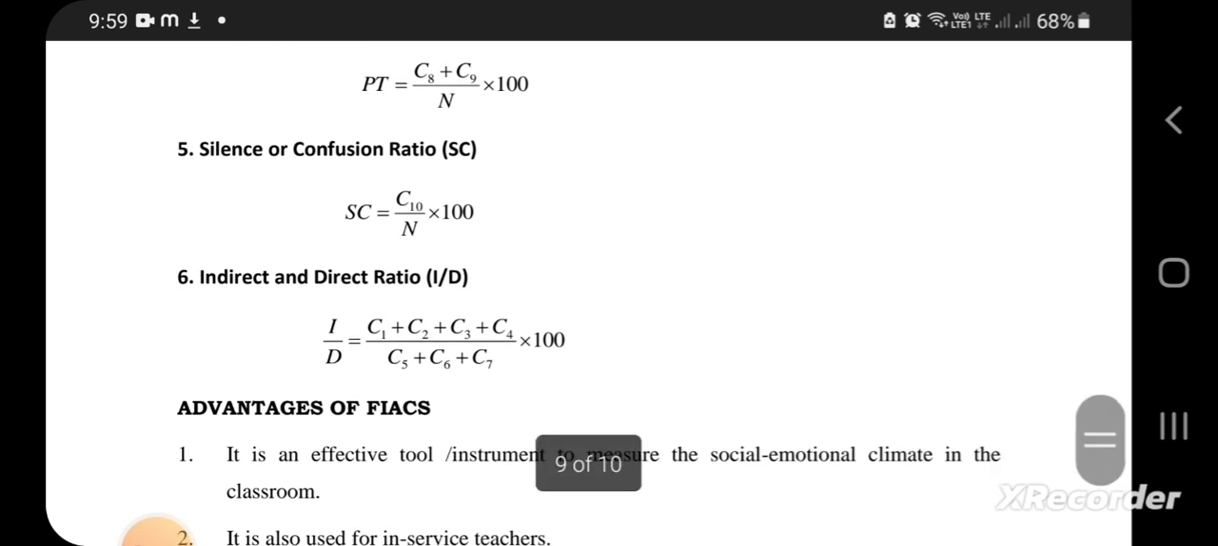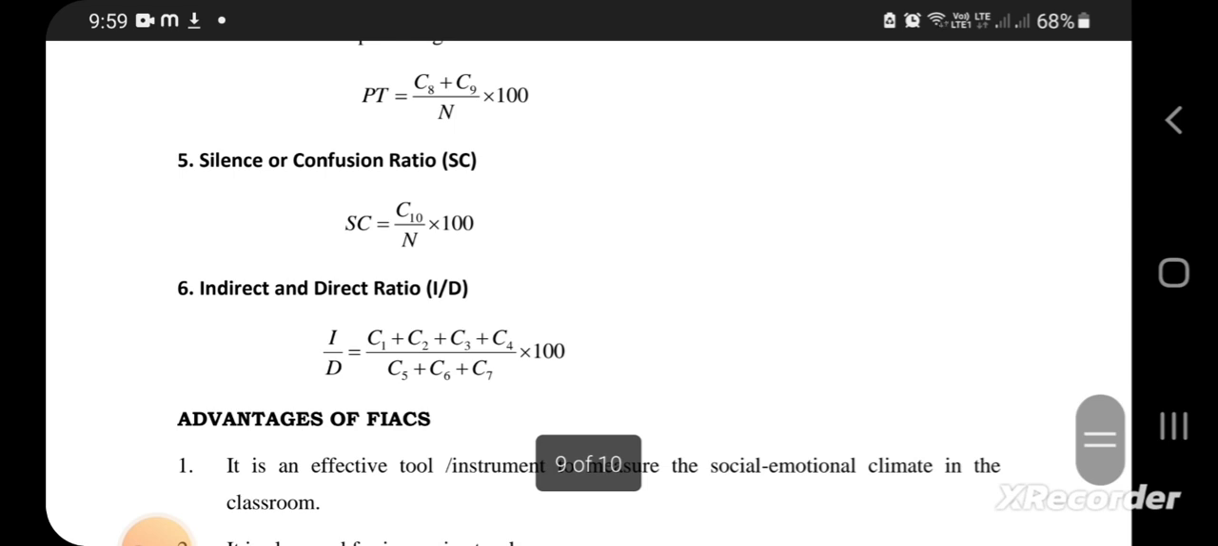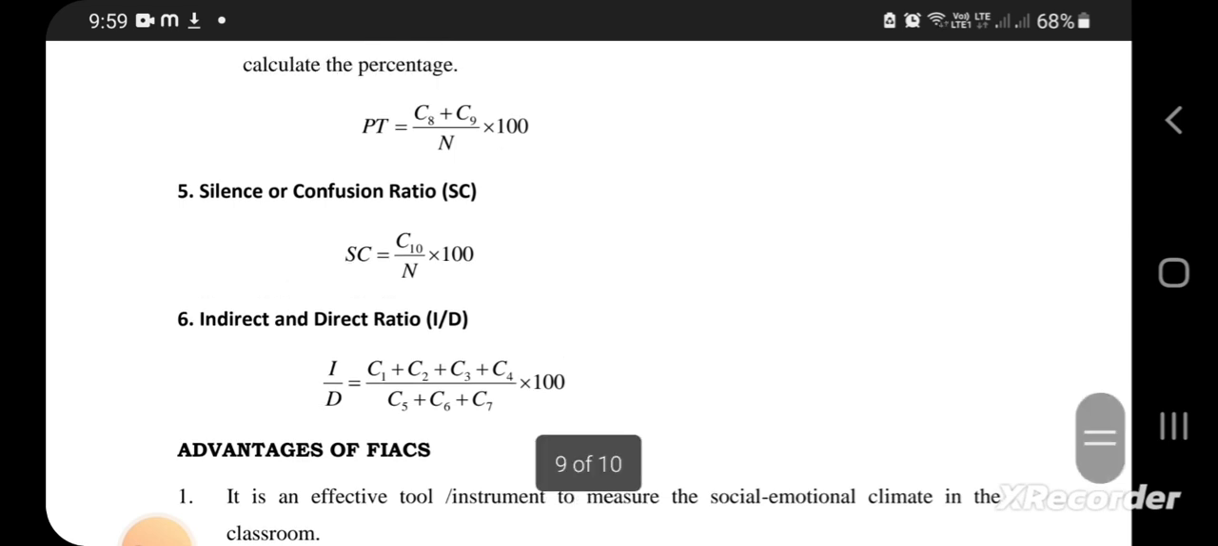Next, indirect and direct ratio. That is the indirect divided by direct ratio. I by D is equal to C1 plus C2 plus C3 plus C4, that is accept feeling, praises or encourages, accepts or uses pupil ideas, asks questions, divided by lecturing plus giving direction plus criticizing or justifying authority, into 100.